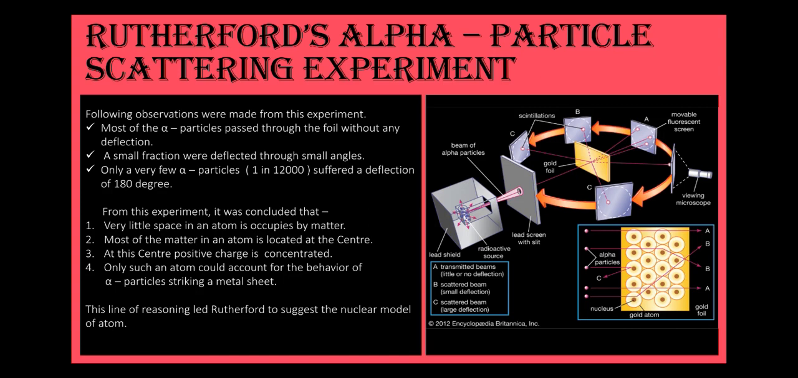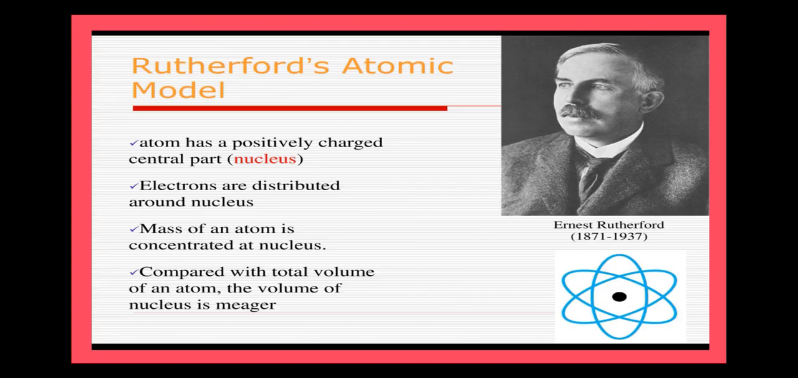This line of reasoning led Rutherford to suggest the nuclear model of atom. On the basis of this experiment, Rutherford suggested the nuclear model of atom, in which he gave certain points: the atom has a positively charged central part, called the nucleus. Electrons are distributed around the nucleus. The mass of an atom is concentrated at the nucleus, and compared with the total volume of an atom, the volume of the nucleus is very small.